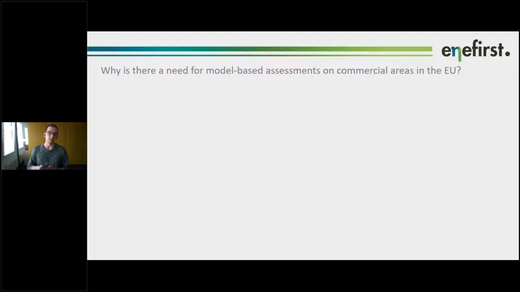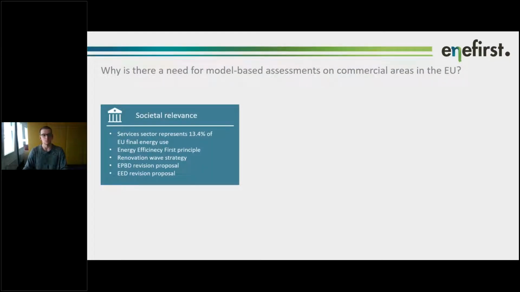So, a bit of background. Why is there a need for model-based assessments on commercial areas in the EU? Basically, there are three rationales, if you will. On the one hand, there's the societal relevance. The services sector, which includes offices, schools, and restaurants, etc., represents about 14% of final energy consumption in the EU. And much of this energy is used in existing buildings that are characterized in general by very low energy performance.